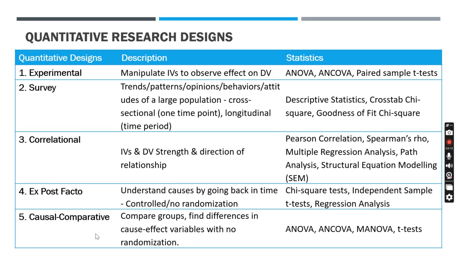And number 5 is called causal comparative design. The causal comparative design is mainly about comparing different groups. For example, you check the relationship between the independent variable and the dependent variable for males, you also check it for females, and then you compare whether there is a difference in the cause and effect relationship between the two groups. So this is about comparing groups. It also has multiple tests like ANOVA, ANCOVA, MANOVA, and others. So this is about quantitative research design.